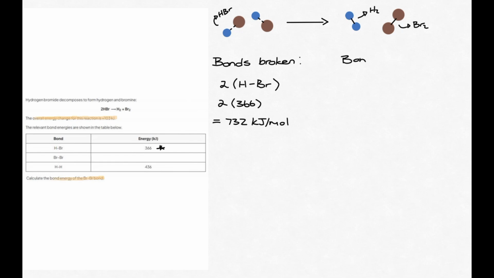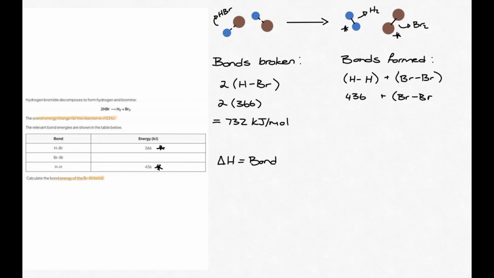We'll then calculate the amount of energy that's being released by the bonds that are formed. So I can see there's one hydrogen bond that needs to form and one bromide bond that needs to form. So my hydrogen bond is at the bottom of my table as 436, and I do not have a value for my bromide bond. So we're going to go on to the next step now.